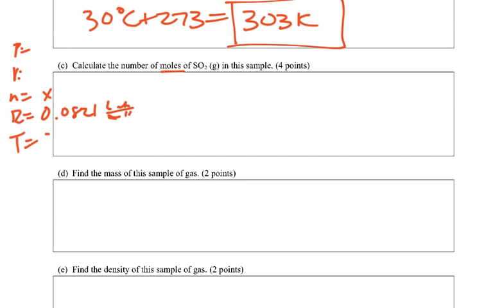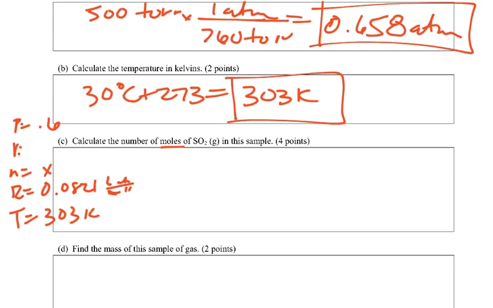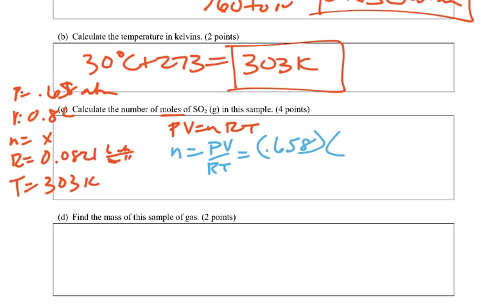Okay, I'm looking for a number of moles. What do I have? I know my temperature is 303 Kelvin. I know that my pressure is 0.658 atmospheres, and the volume of the container is 0.8 liters. So PV equals nRT, so n is equal to PV over RT. Let's substitute: pressure 0.658 atmospheres times 0.8 liters divided by 0.0821 liter atmospheres per mole Kelvin, and 303 Kelvin.